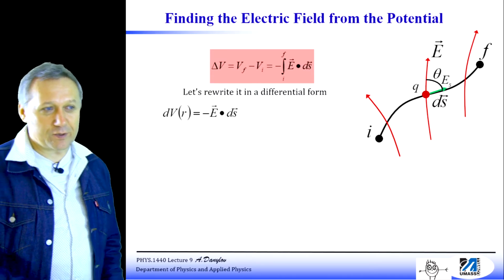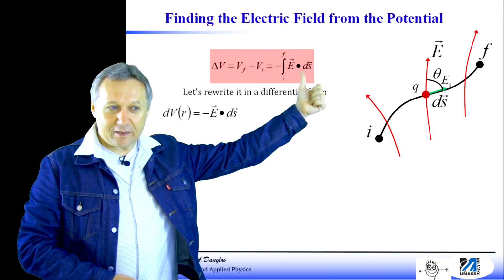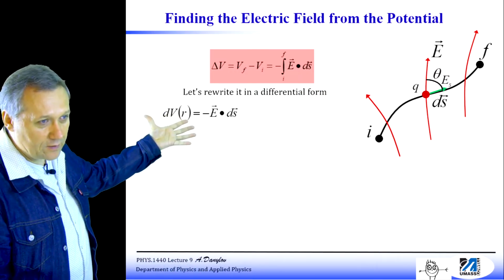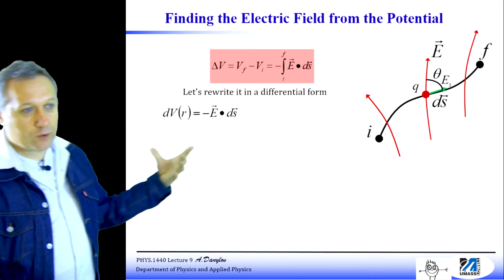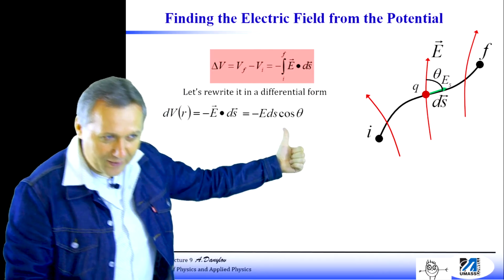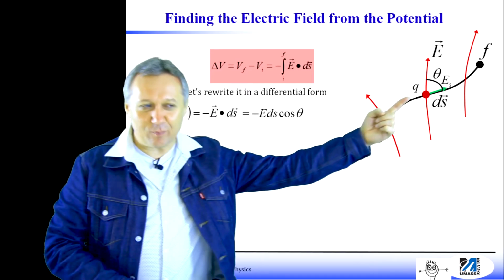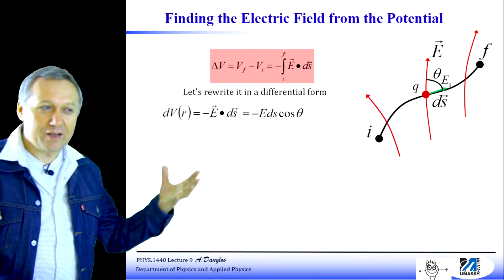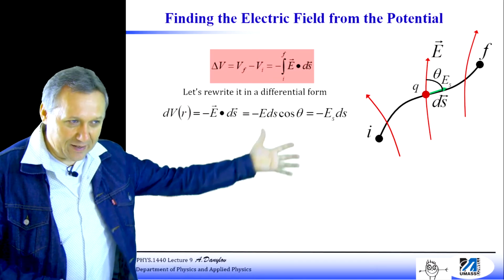So in differential form, it will be dV equals minus the electric field dotted with ds. Of course, if you integrate this, you will end up with exactly that. So this is the differential form. Now we can write explicitly this dot product. It will be E cosine theta ds. And the same story, E cosine theta is just the component of the electric field along that arbitrary direction S. So I can use the notation E sub S. So it will be E sub S ds.